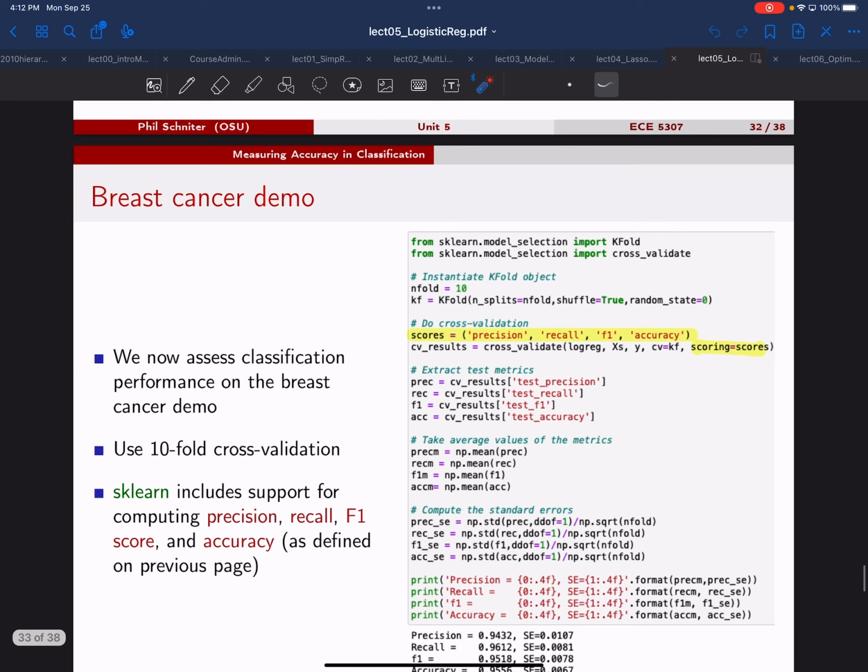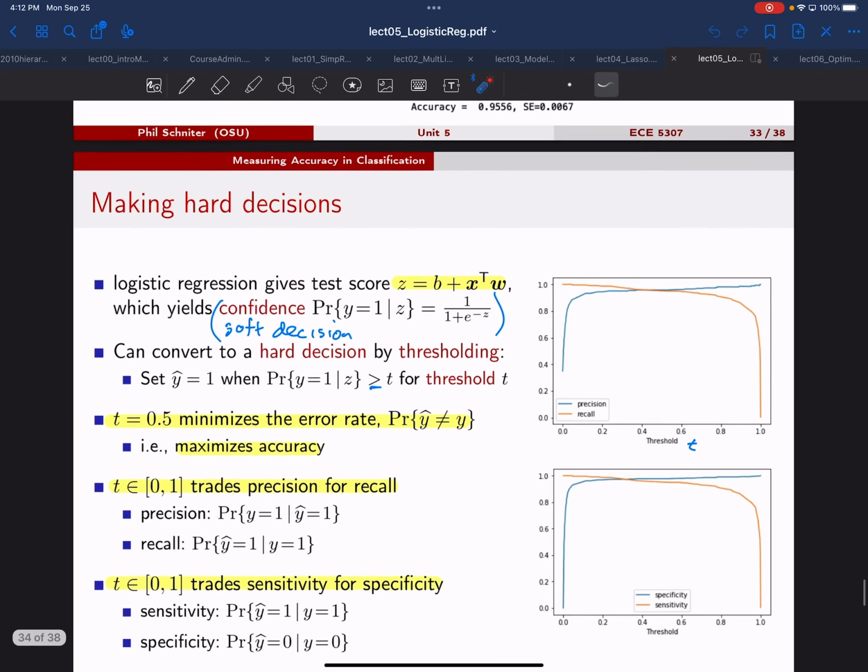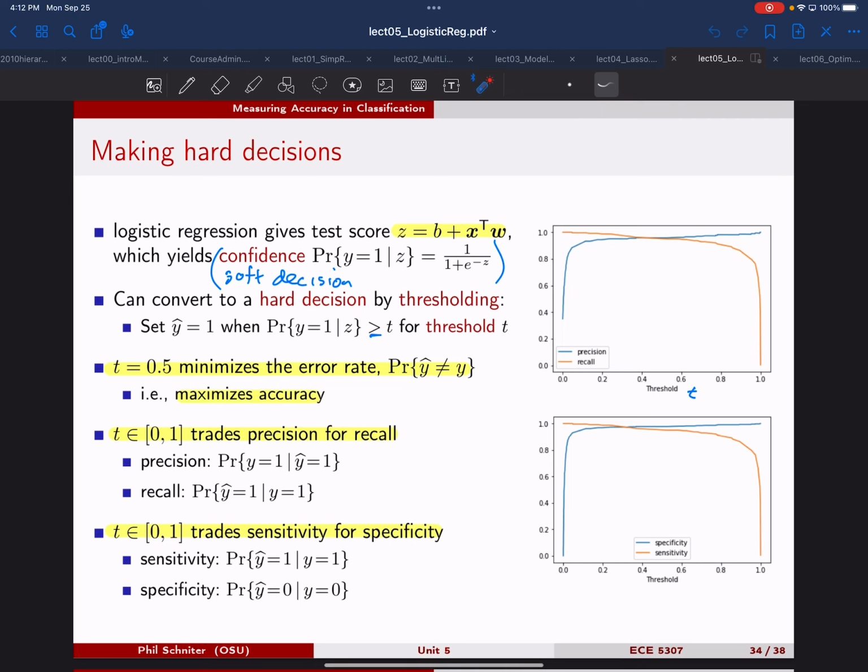These precision, recall, F1 score, accuracy are very easy to measure in sklearn. They're part of those default list of scores you can use. And then we discussed another sort of freedom you have. So when you train logistic regression, you are not training it to maximize accuracy or precision or recall or anything. You're just training it to minimize logistic loss. Okay, so it does not really care what you're interested in.